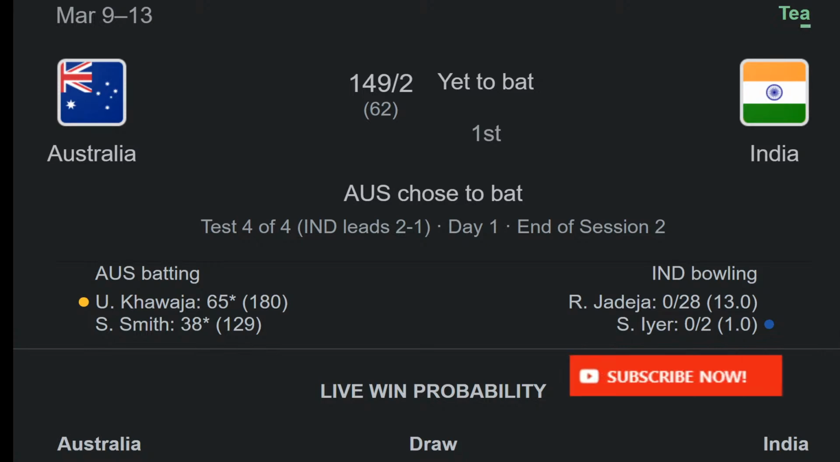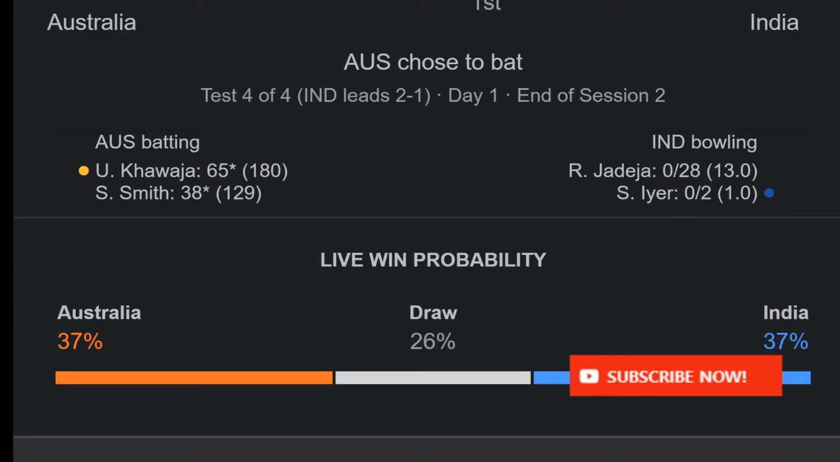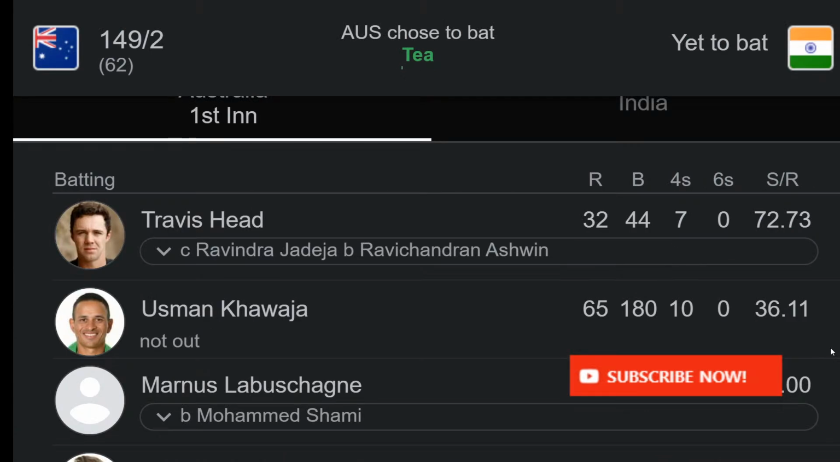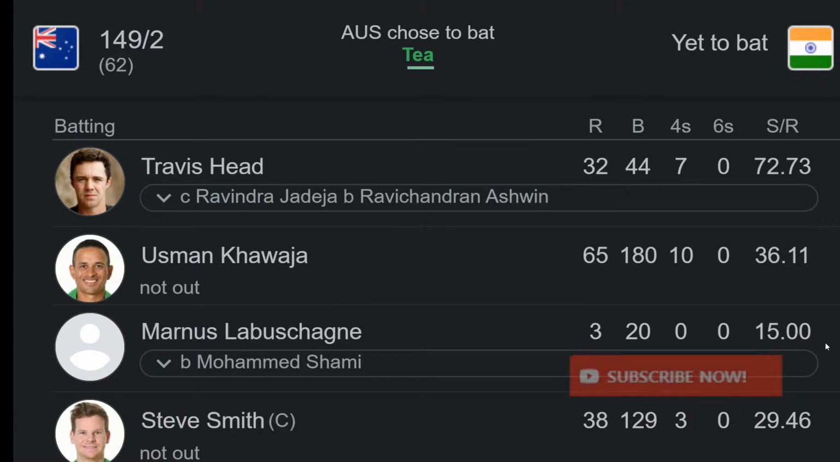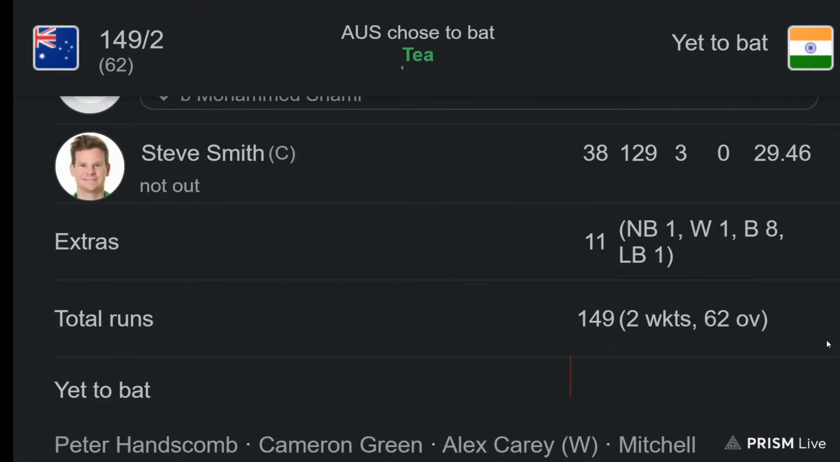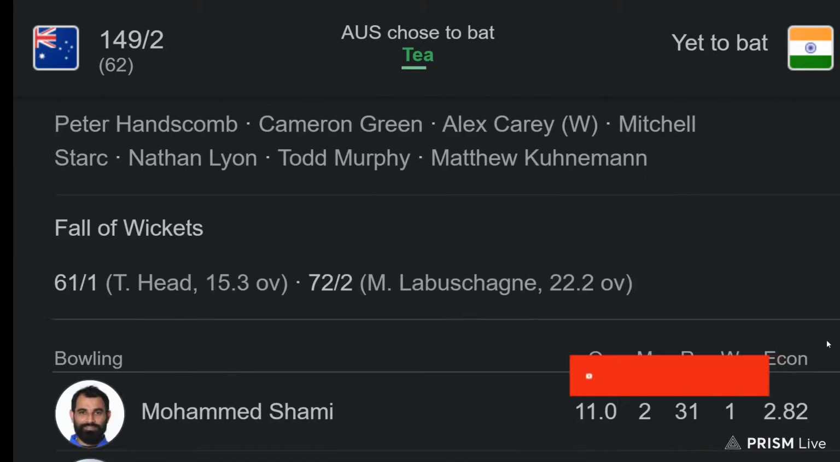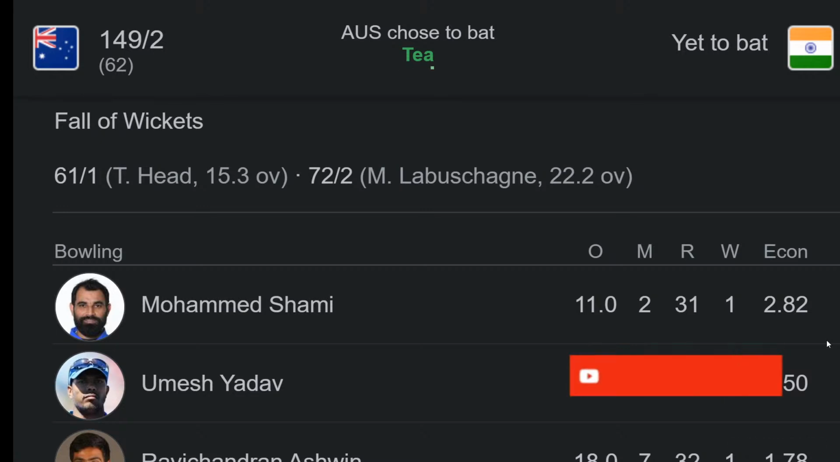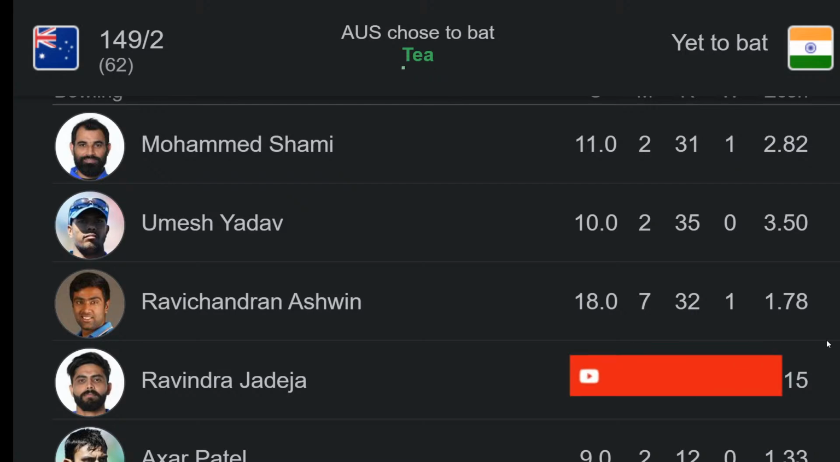Indian players are coming to the field, and obviously the two not out batsmen, Steve and Khaja. Travis Head 32, Usman Khaja not out 65, Travis changed 3, Steve Smith not out 38, therefore extras 11 and 149 for the loss of 2 wickets. 61 the first wicket and 72 the second wicket. Shami has taken 1 wicket and Ravichandran Ashwin another.